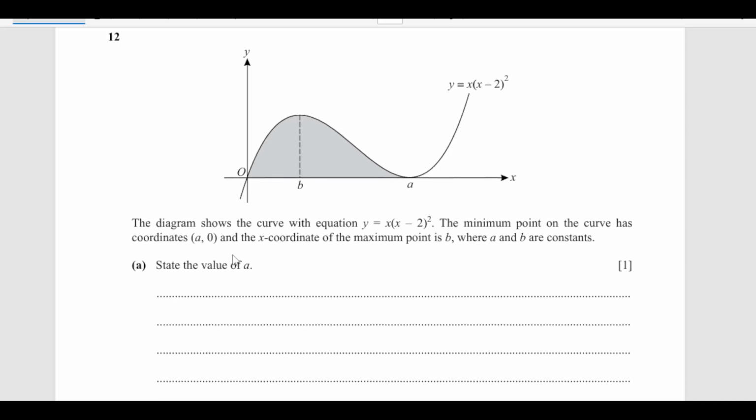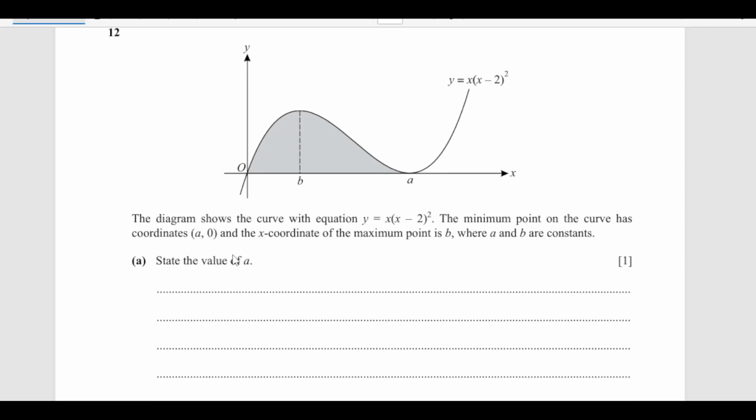So, the question: we have a curve. The diagram shows the curve with y equals this, and the minimum point of the curve has coordinates this, and the maximum point is at b, where a and b are constants. You can see this point is the maximum point and this point is the minimum point, right? Okay. So, state the value of a.